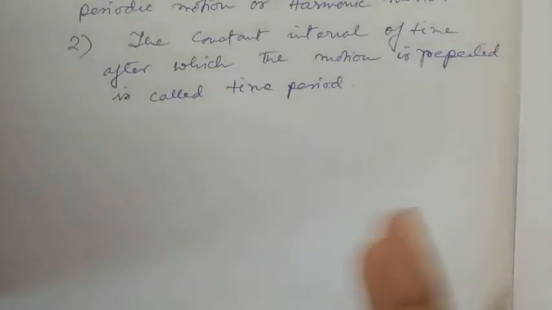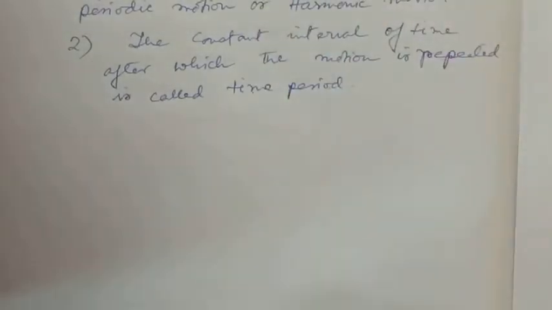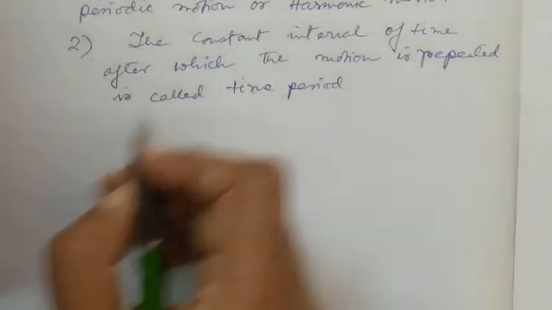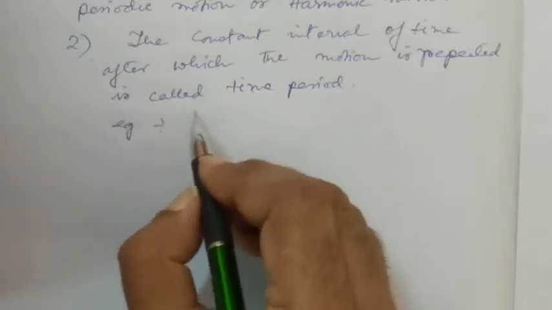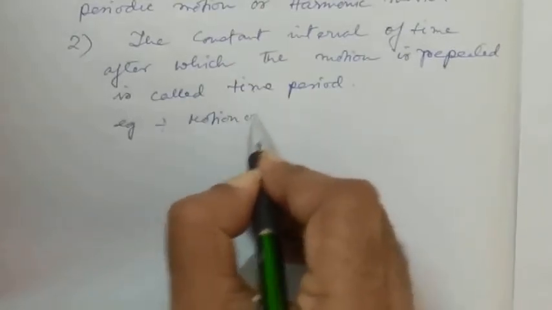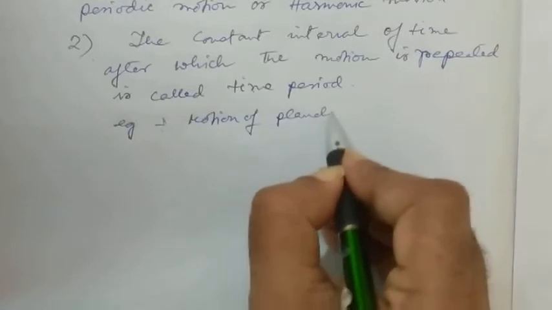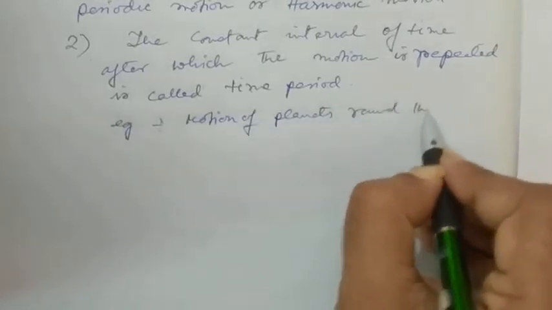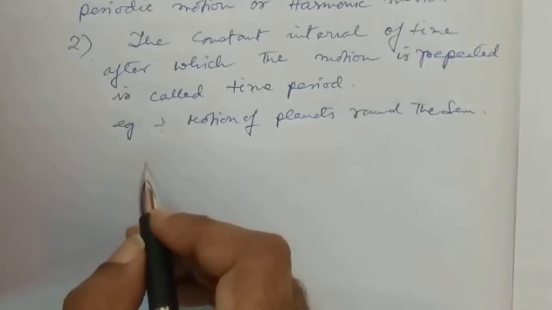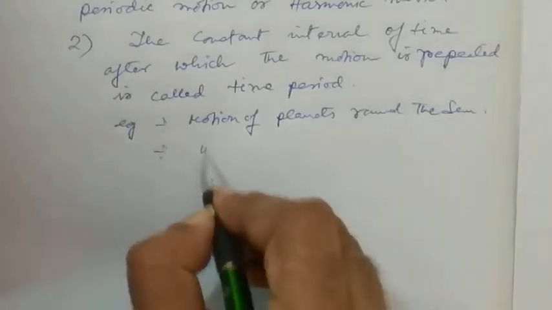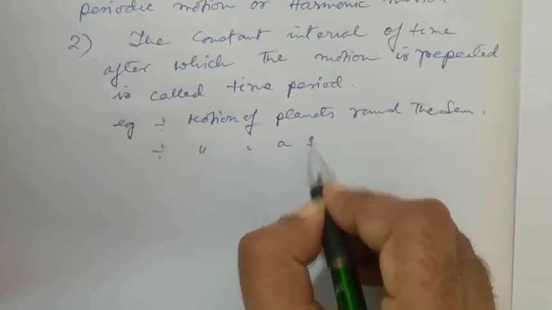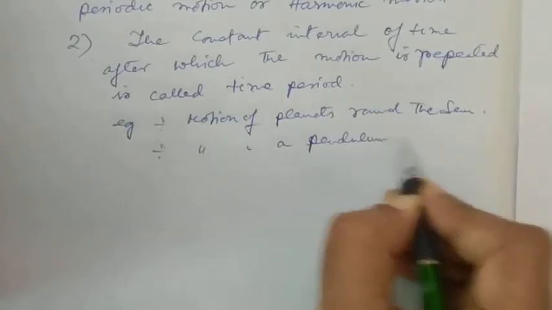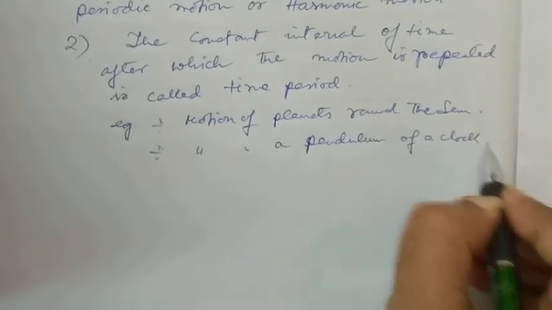Now, a characteristic of this motion is that each... examples, we have to write the examples. First one is, you can write the motion of planets around the sun. Second one is motion of a simple pendulum or pendulum of a clock.